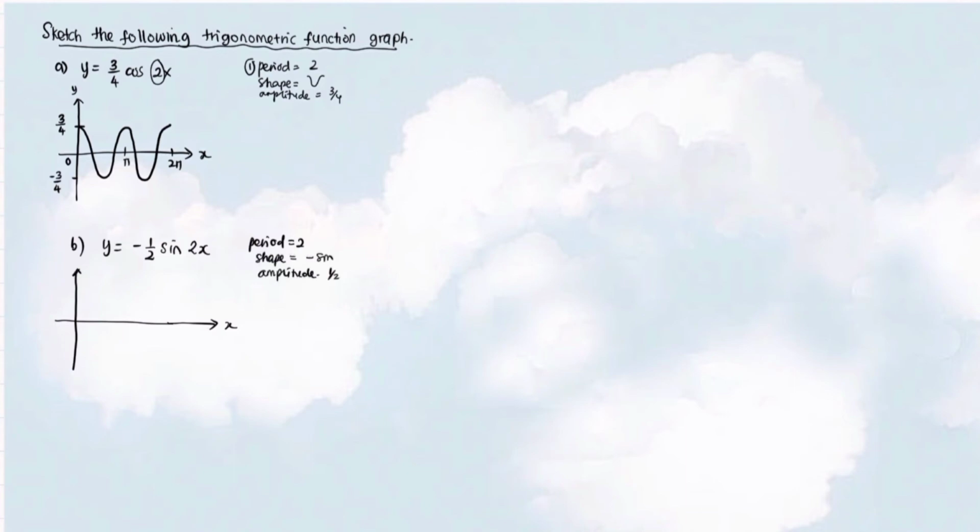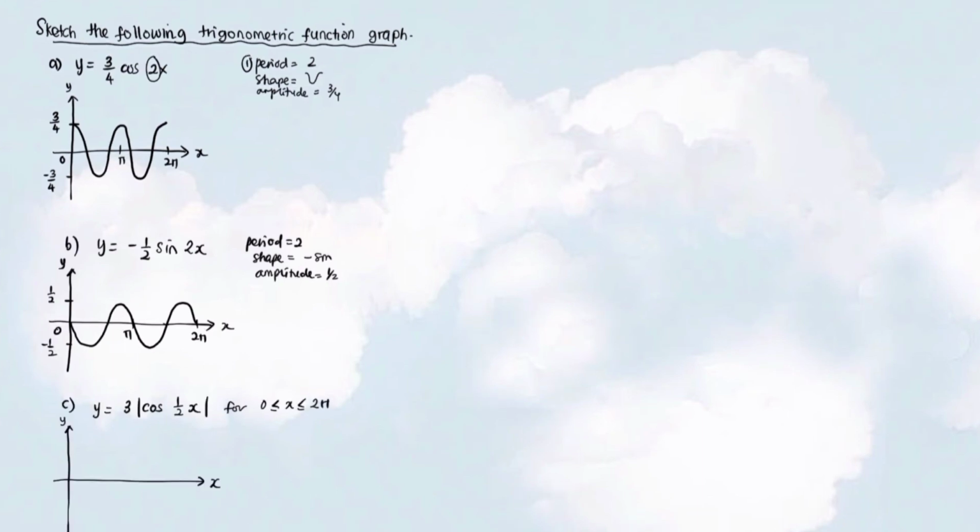Shape is negative sine. Amplitude is 1/2. So there is a negative sign, meaning that the positive zone will go to negative and negative zone will go to the positive. For the third graph, y equals 3 modulus cos 1/2 x. Period is equal to 1/2. Shape is cos x. 1/2 there, so draw half of the graph only. Amplitude is equal to 3.